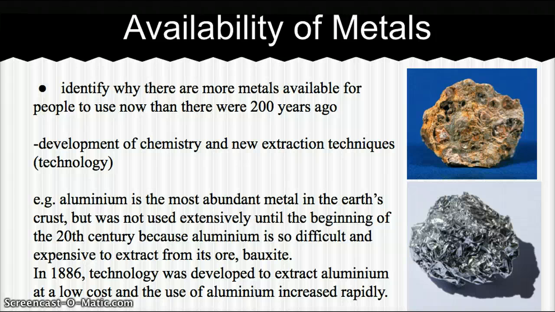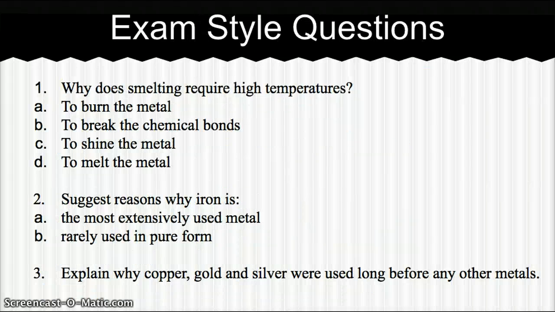So for example, aluminium is the most abundant metal in the Earth's crust, but was not used extensively until the beginning of the 20th century because aluminium is so difficult and expensive to extract from its ore, bauxite. But in 1886, technology was developed to extract aluminium at a low cost, and the use of aluminium increased rapidly.